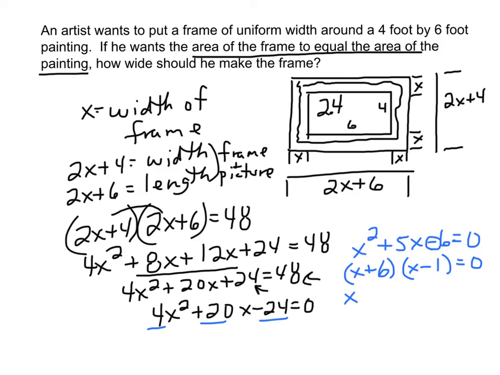If I set both of these equal to 0, I get x plus 6 is equal to 0, so x would equal negative 6. If I set this side equal to 0, x minus 1 is equal to 0, I get x is equal to 1. Once again, it's certainly not possible to have something that has a width of negative 6, so I'm going to discount that particular one, and my correct answer is x is equal to 1, which should be the width of the frame.